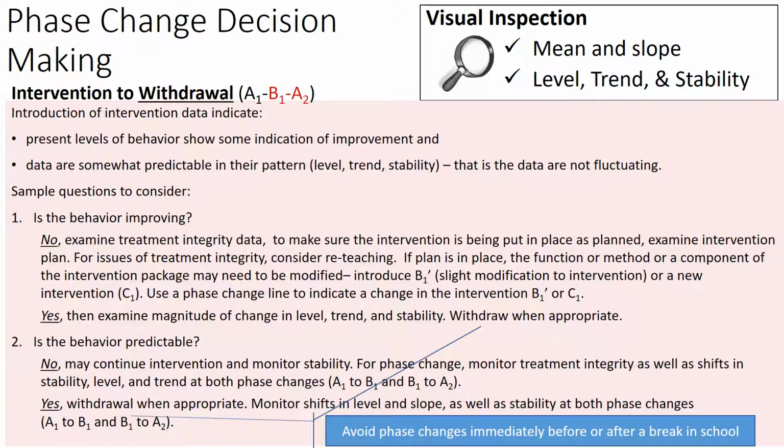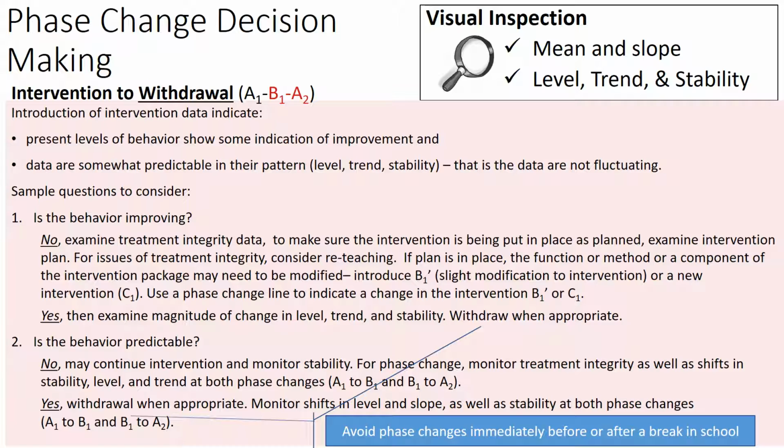If the behavior is not improving, examine treatment integrity and intervention plan. For issues of treatment integrity, consider reteaching or coaching. If the plan is in place as designed, the function or method of a component of the intervention package may need revisiting.